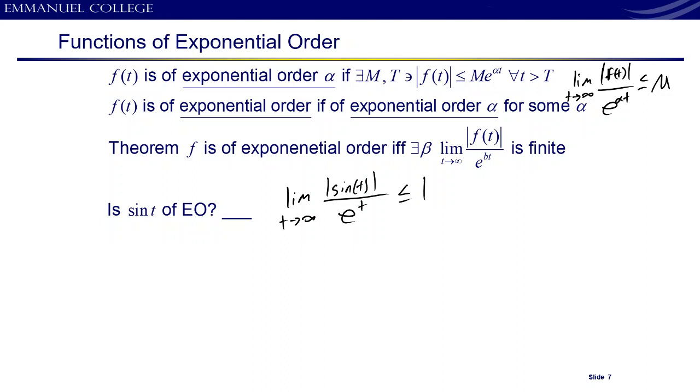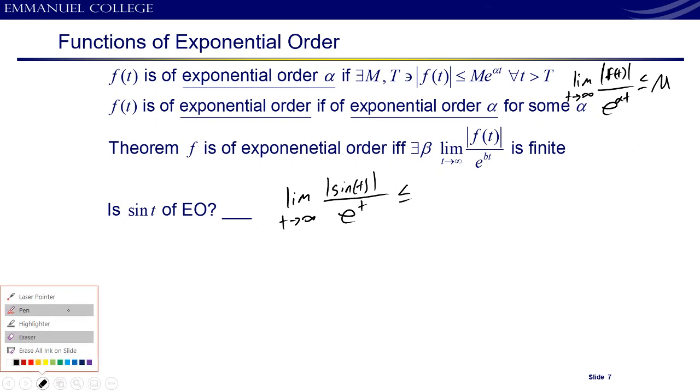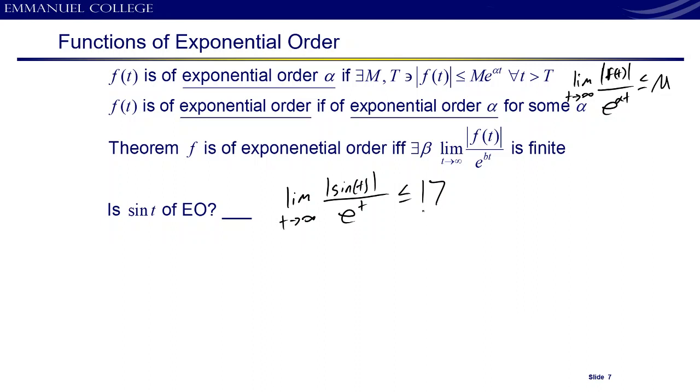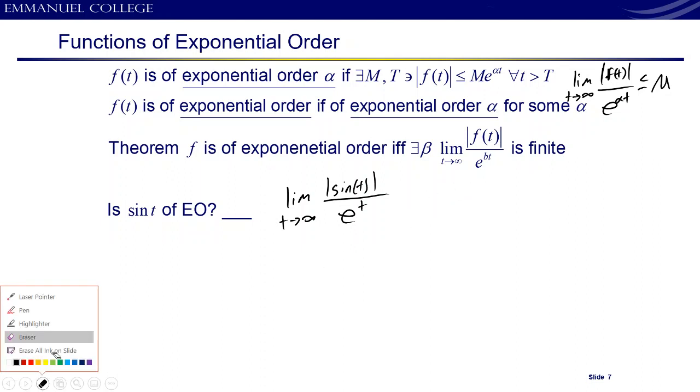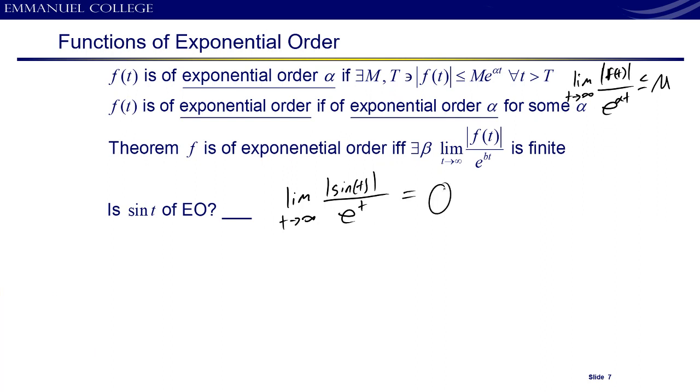Now notice that I could technically say this is less than 1. I could say it's less than or equal to 17. I could say it's less than or equal to 170. But the key thing is this limit goes to 0. Now notice, though, I didn't say the limit had to go to 0. I just said it had to be finite. This is less than infinity, so it meets that definition.